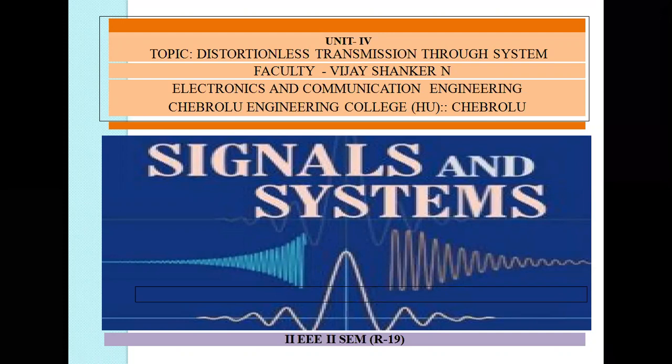In the previous class, we've seen some examples of stable, unstable system, causal and non-causal system. And before that, we discussed examples in the linear time invariant system: linear system, non-linear, and time variant and time invariant system. Now we go for another topic, that is distortionless transmission through system.